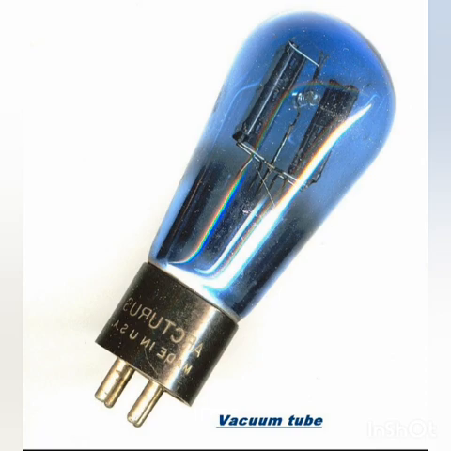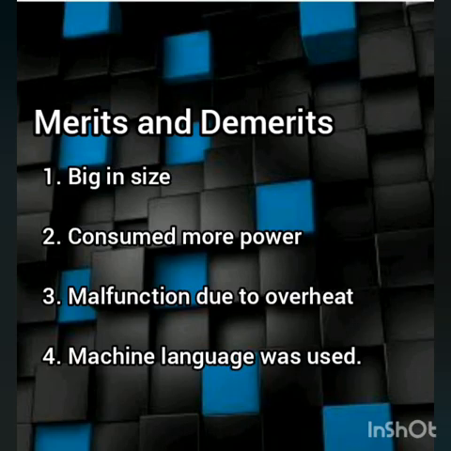And what are all the disadvantages because of using these vacuum tubes? That is, the merits and demerits. We will see them now. It is big in size. Vacuum tubes are big in size, so because of using vacuum tubes in computers, the computer size is big. That is the meaning. And it consumes more power. So the first generation of computers consumes more power.